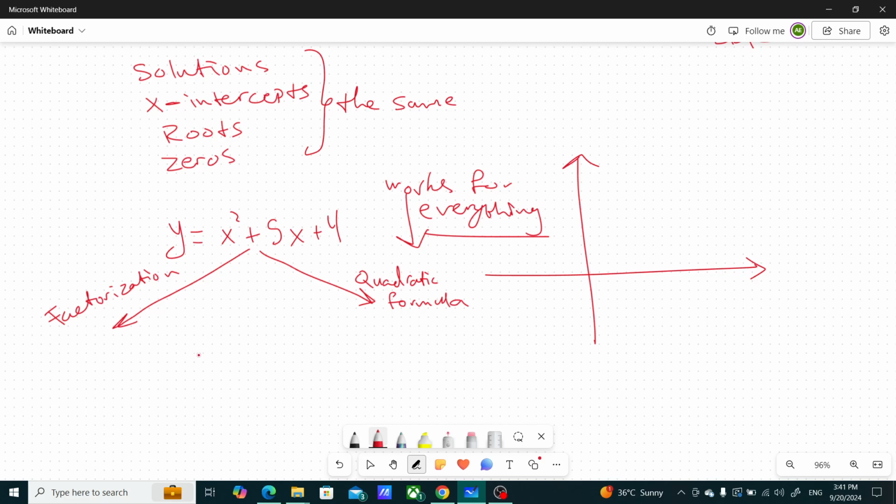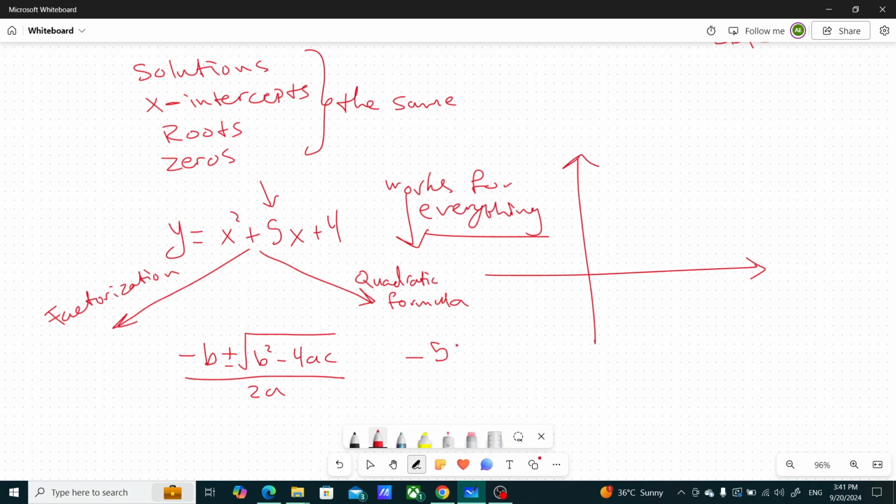This quadratic formula is like this: minus b plus or minus the square root of b squared minus 4 times a times c, all over 2 times a. Okay, so let's apply that. So minus b. What is my b? We said my b is 5 from here.